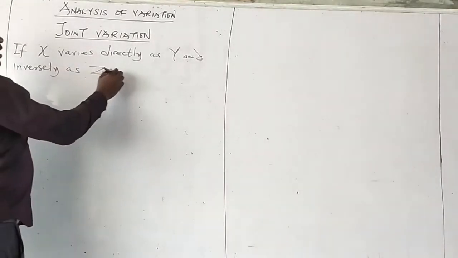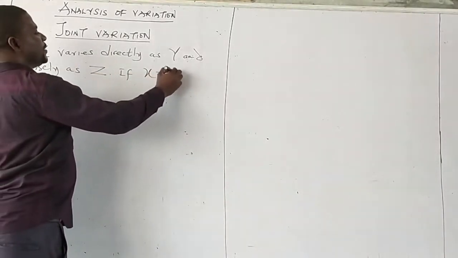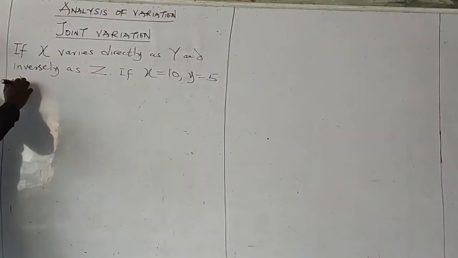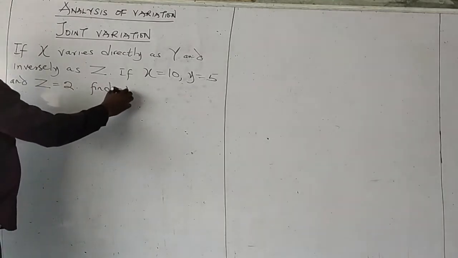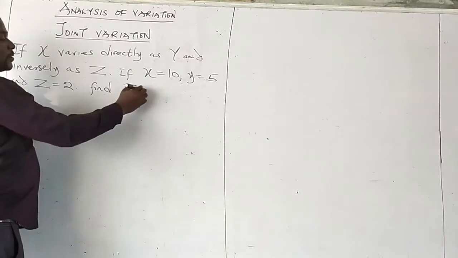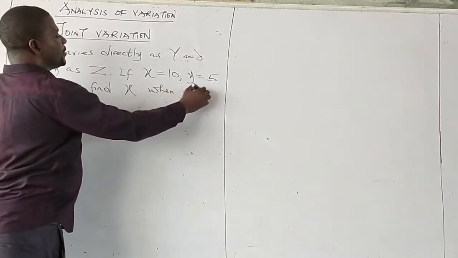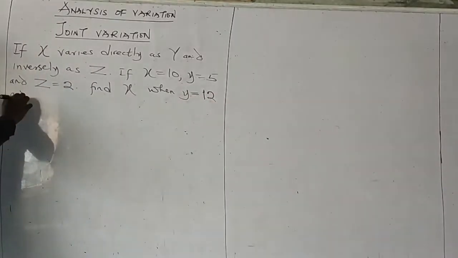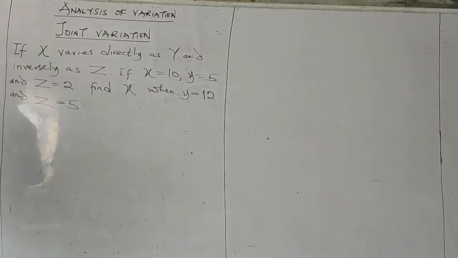So they now say if x is 10, y is 5, and z is 2. Find x when y is 12 and z is 5. Look at the question like this. So if I want to solve this now, solution.